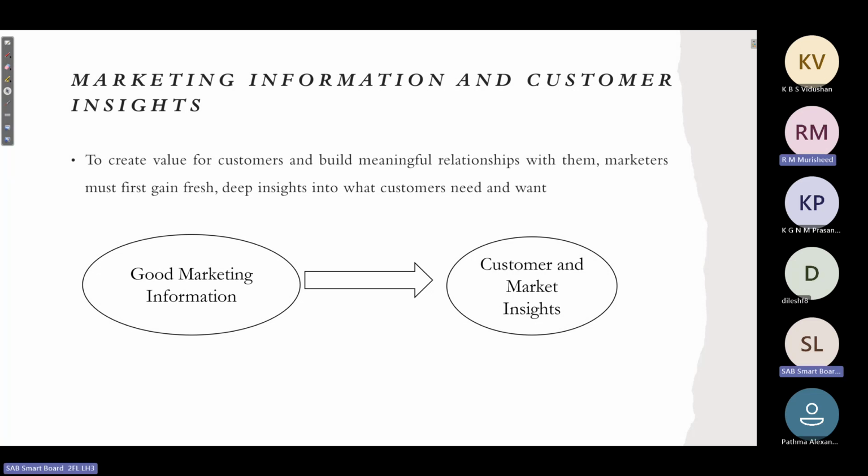Right? So always when we are having a good marketing information system, it gives us better customer and market insights. Right? The information itself does not provide the better insights. I will explain this using an example. Let's say we have different demand patterns of customers. Right? We have different demand patterns.